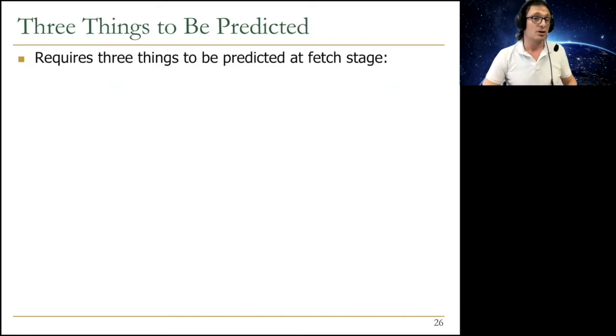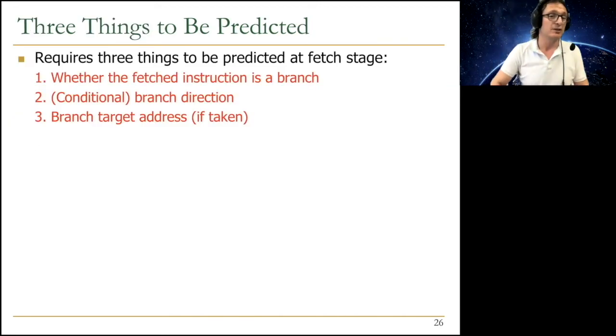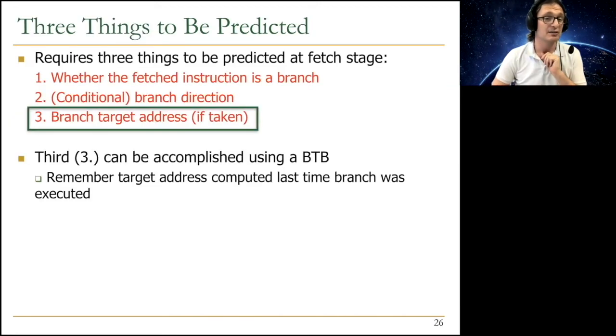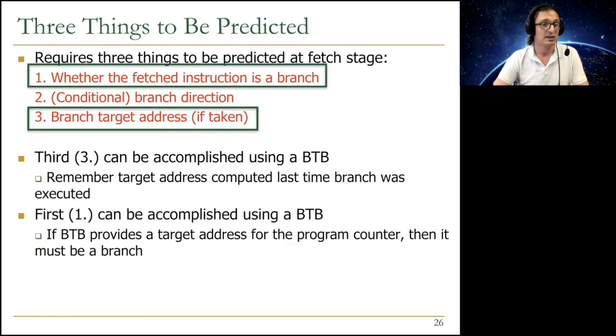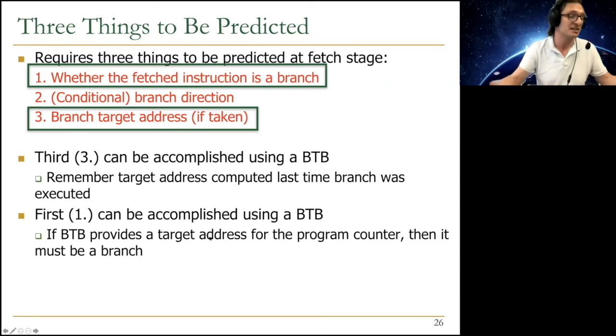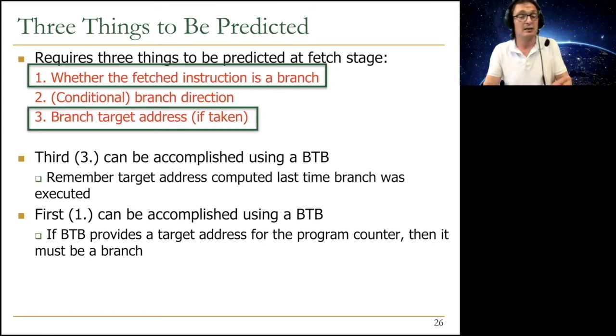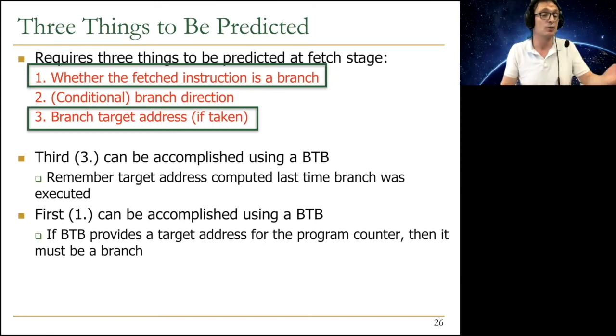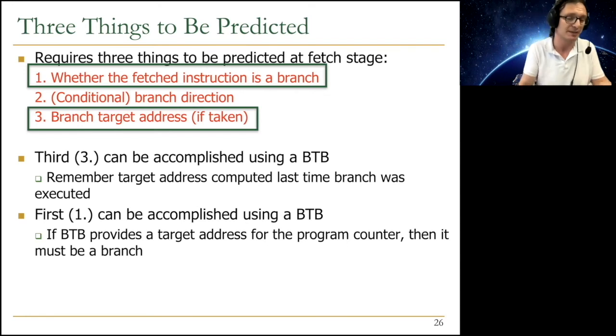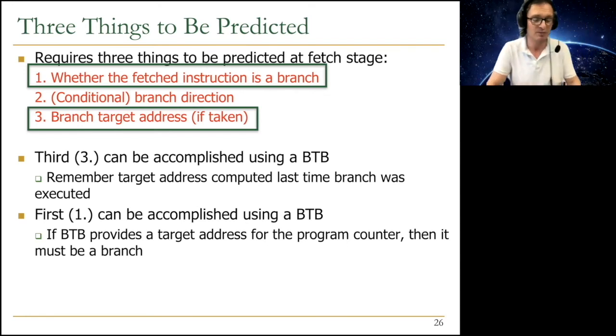Okay, so let's recap this. We require three things to be predicted at the fetch stage. First, the branch target address, which can be accomplished using a BTB. We can remember the target address computed last time the branch was executed. Second, whether the fetched instruction is a branch, which can also be accomplished using a BTB. If the BTB provides a target address for the program counter, then it must be a branch, obviously, because you should not insert target addresses for program counters that are not branches into the BTB. That's not the function of a BTB.